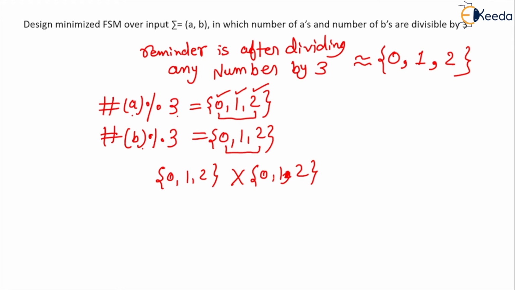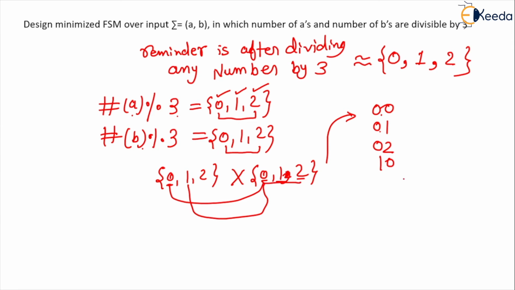Got it? So when we perform this Cartesian product, the first one is 0,0, the second is 0,1, the third is 0,2, and the next is 1,0. When 0 is crossed with 0, 1, 2, it gives 0,0, 0,1, 0,2. When 1 is crossed with these, that is 1,0, 1,1, 1,2. And when 2 is crossed with these, that is 2,0, 2,1, and 2,2. Got it? So there are a total of 9 possible cases.